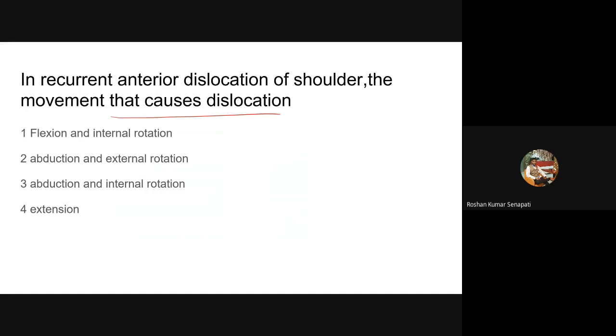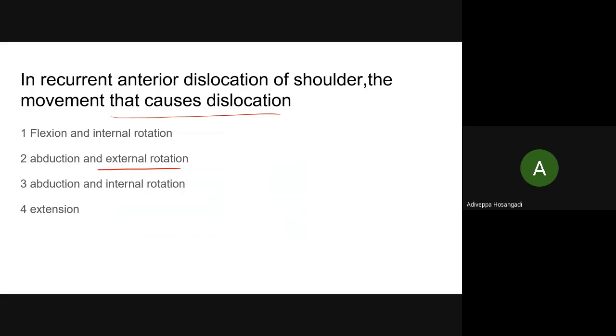Abduction and external rotation. Good. There's nothing much to discuss, is there? For the shoulder to go anterior, it means external rotation. Abduction and external rotation cause the recurrent dislocation.